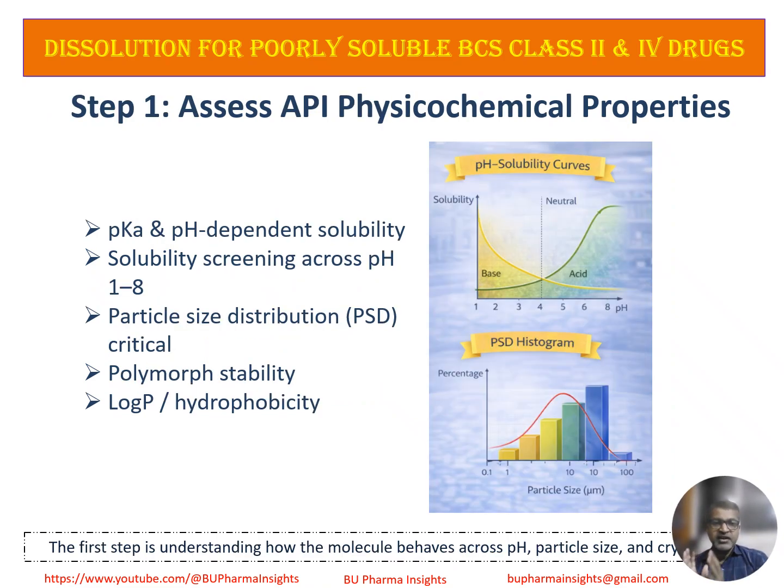BCS class 2 and class 4 drugs often need advanced formulation strategies like nanosizing, solid dispersions, or lipid systems. Your dissolution method must match these chosen strategies. Always consider pKa and pH dependent solubility. Solubility screening from pH 1 to 8, particle size distribution, which is critical, polymorph stability, and log P or hydrophobicity. Method design must be science driven.